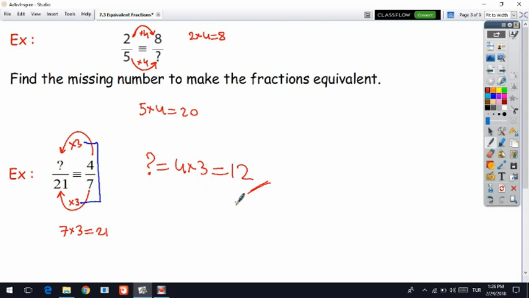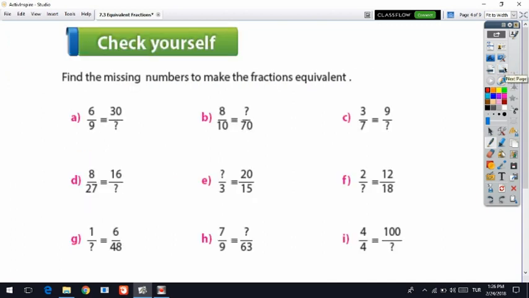Everybody, that's it. Okay, you know everything about that. You can solve many kinds of questions about how to find a missing number. Okay, now we have check yourself. Okay, let's solve, for example, A. Find the missing numbers to make the fractions equivalent. So how can you make the fractions equivalent? By finding the missing number, right?